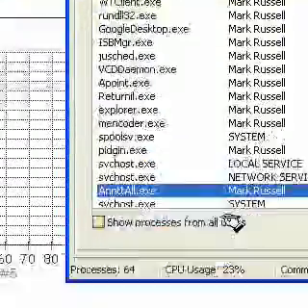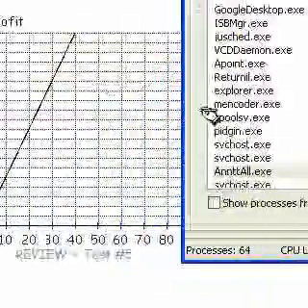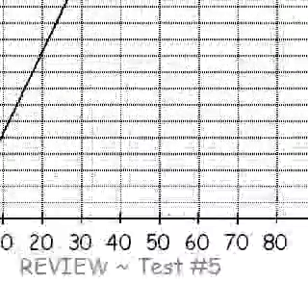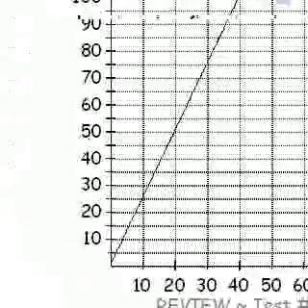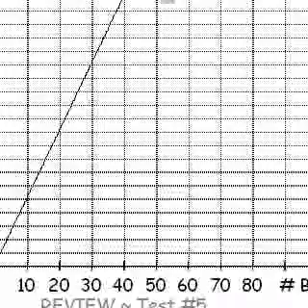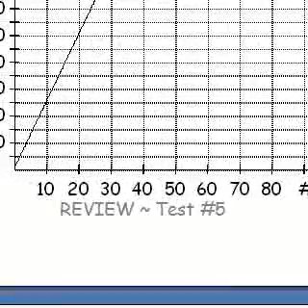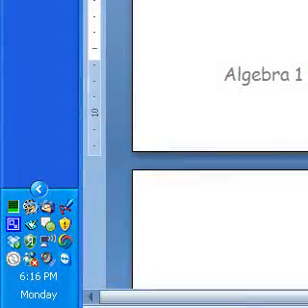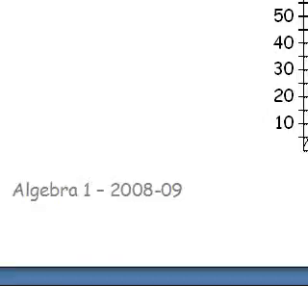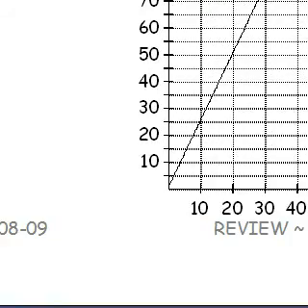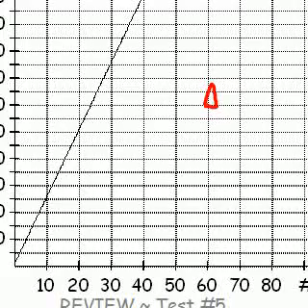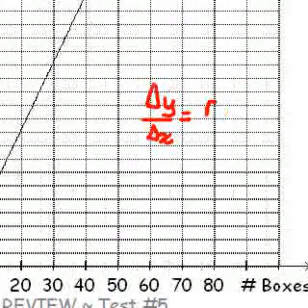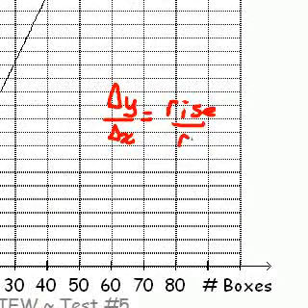Okay, let's take a closer look at this graph here. So it looks like we have profit increasing as the number of boxes sold increase. And our goal here is to measure our change in y over our change in x. In other words, our rise over our run.